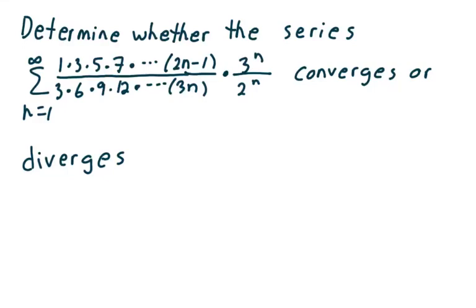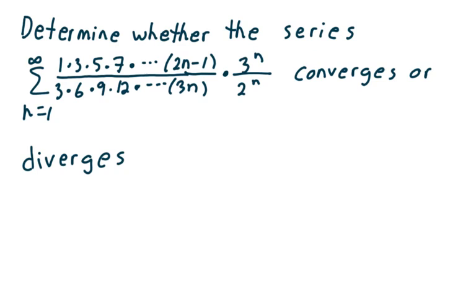The directions say to determine whether the series, the summation from n equals 1 to infinity of 1 times 3 times 5 times 7 all the way through 2n minus 1, divided by 3 times 6 times 9 times 12 all the way through 3n, times 3 to the n over 2 to the n, converges or diverges. This one is really, really subtle.